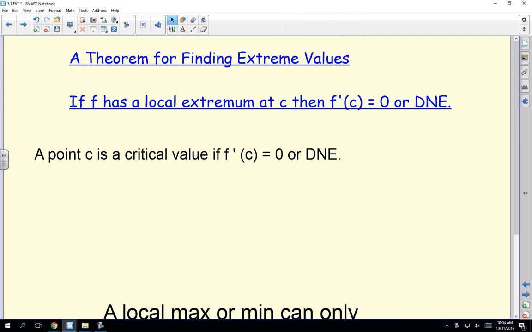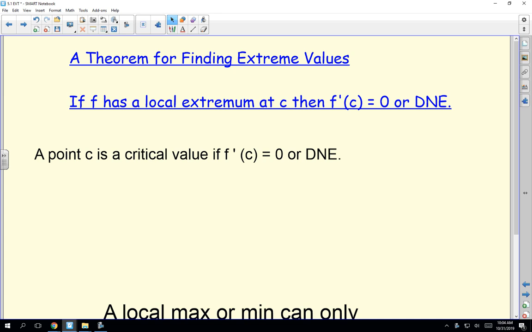Okay, so we have a theorem for finding extreme values. This is where we're headed. We want to be able to find all the absolute maxes and mins as well as the local extremum, that's the local maxes and mins, for any function f of x.